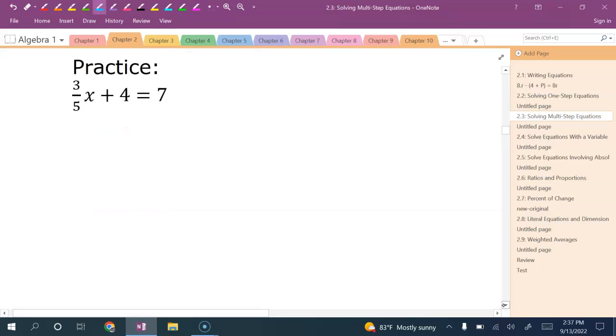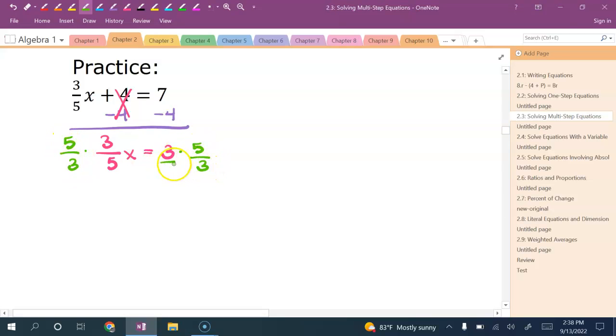So pause the video here, try this practice problem, and then keep watching when you're ready to see the answer. So you should have started by subtracting 4. So now it says 3/5 x equals 3. Then you multiply by the reciprocal, 5/3, which in this case, you've got a 3 on the top and a 3 on the bottom. Those are eventually going to cancel each other off, and you're going to be left with 5.